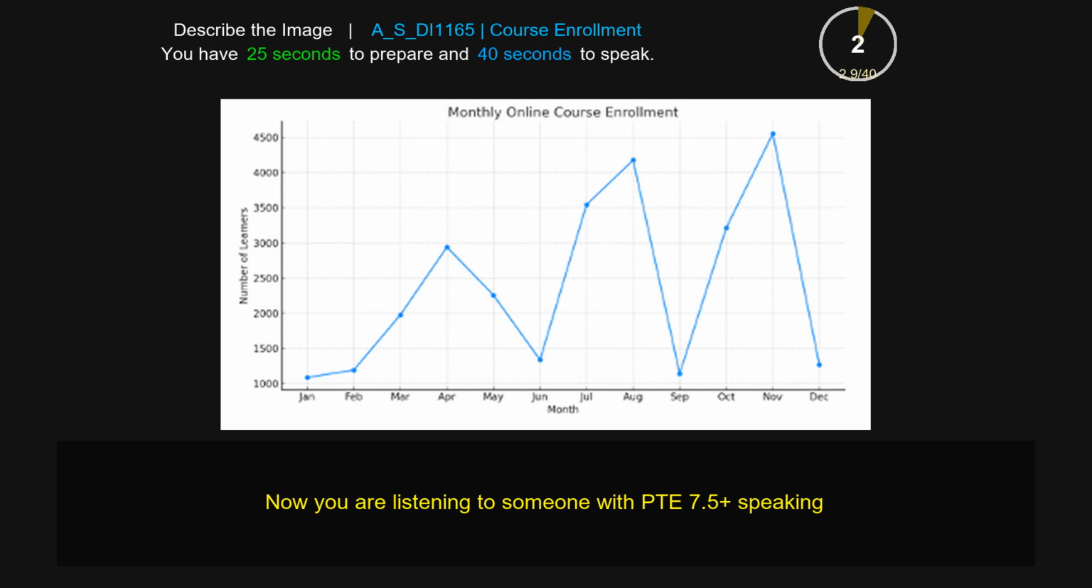The line graph shows information on monthly online course enrollment. In January, it is lowest with only 100,000 students, and the peak is in April with 300,000 students. In July, it starts declining with just 1,500 students. In August, again, the peak enrollment starts with 4,000 students. In September, it declined to the lowest with only 500 students enrollment. In November, it starts to peak again with 4,500 students enrollment. In December, it declined again to 100,000 students. To conclude, monthly online course enrollments fluctuate.